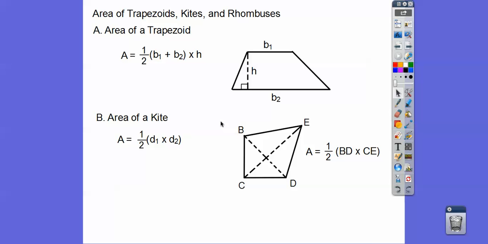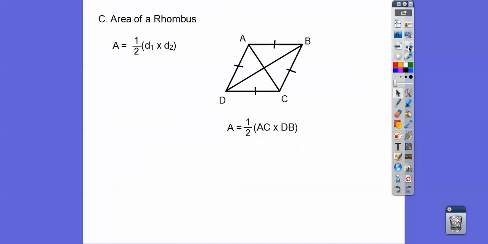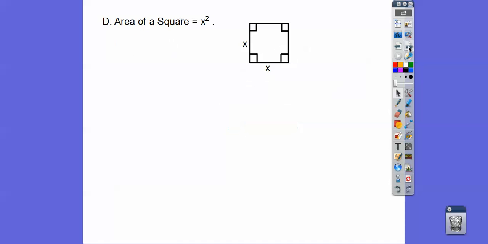Okay, the area of a kite, if you know the length of the diagonals, then it's this diagonal times this diagonal, half of that. Same with the rhombus. It's half the product of the diagonals right there, okay? So same formula right there. If you know the length of the diagonals, then that's the area.